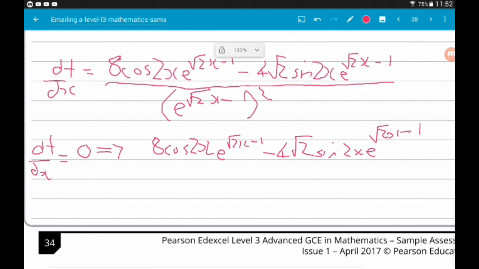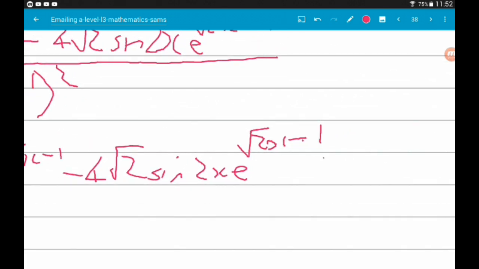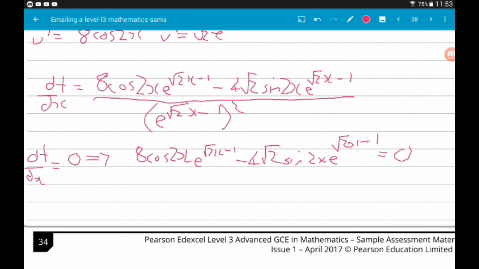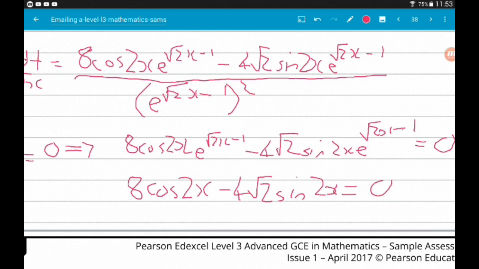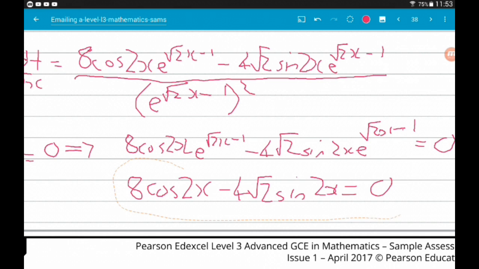So the next thing we can do, which is going to make it a lot nicer, is, well, first of all, not forget to set that equal to 0. We also have a common factor of e to the root 2x minus 1. So we're going to divide that away next. So then we are left with 8 cos of 2x minus 4 root 2 sine of 2x is equal to 0. So all of a sudden that looks quite a bit friendlier.